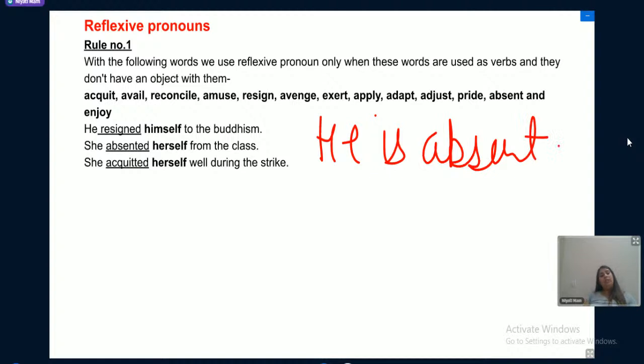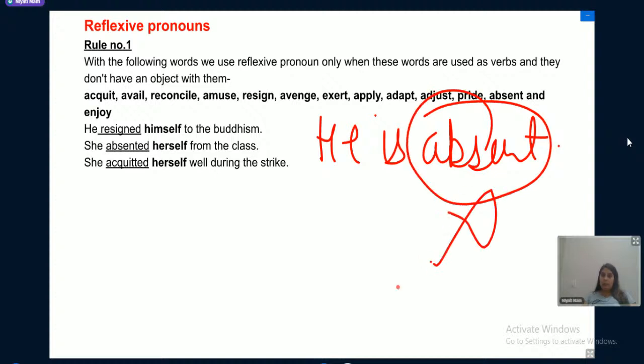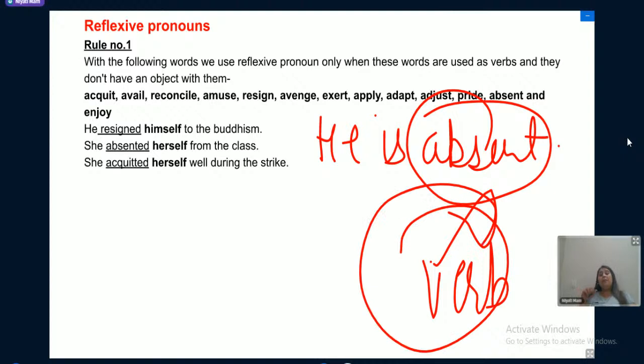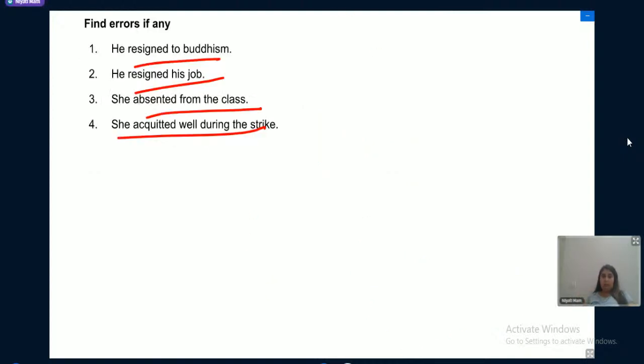he is absent, do you think it is correct? Do you think that the given sentence is correct? Yes, it is correct. Why? Because absent is not a verb here. Why is absent not a verb here? Let us move back to the previous slide for a better understanding.